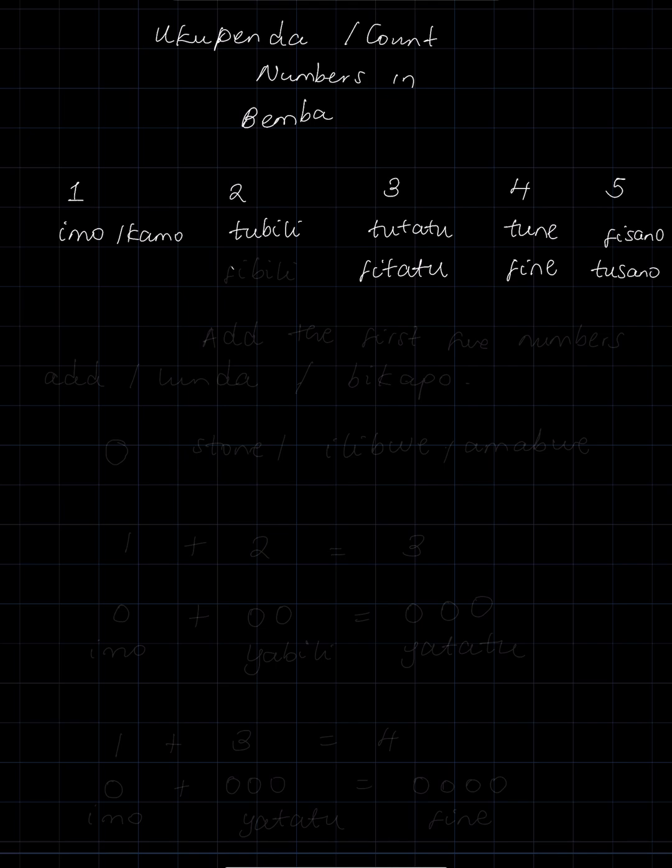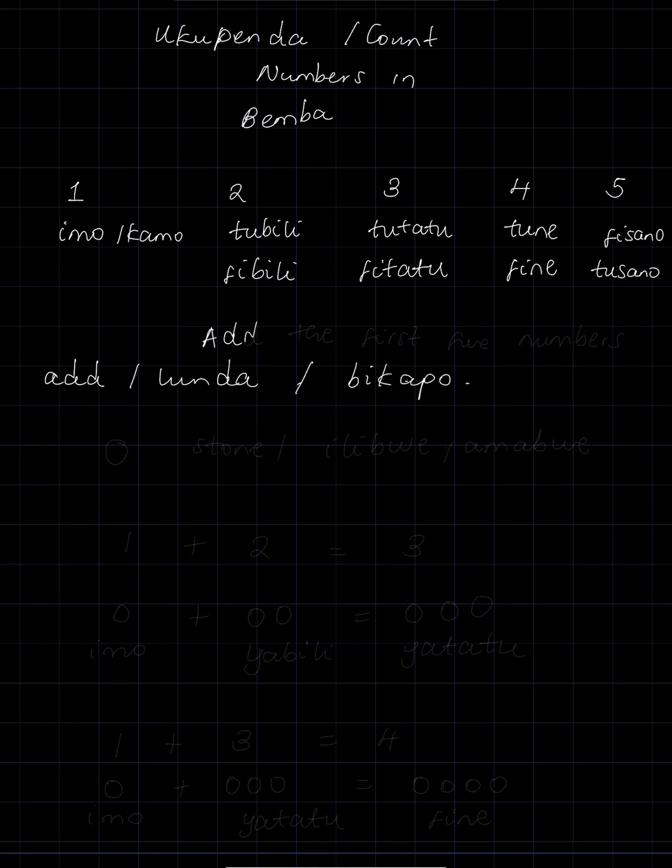2 can also be vibili. So the ones that start with F, in this case, refer to the plural form, or if you're talking about something that is big in size. And the ones that have tubili, tutatu, tune, tusano refer to small things or things that have got a smaller quantity. The word for add in Bemba is ukulonda or ukubikapo, depending on the context.